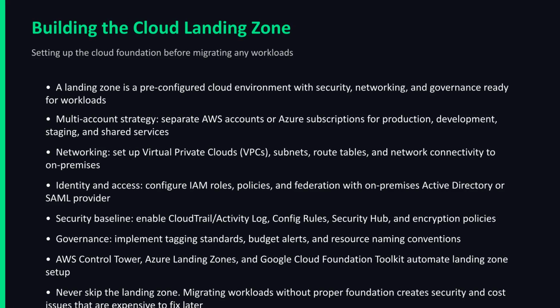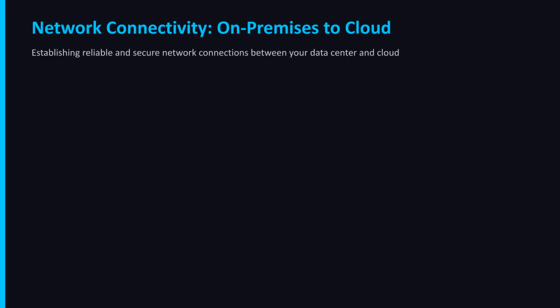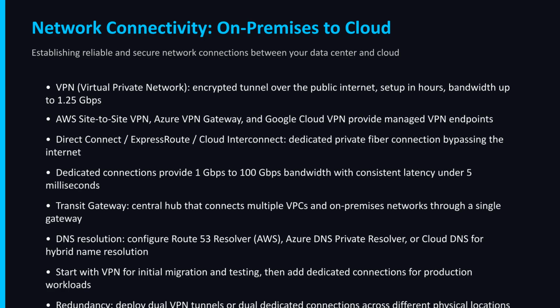Never skip the landing zone. It is your pre-configured foundation for security, networking, and governance. Whether using AWS Control Tower or Azure landing zones, setting this up correctly ensures you avoid costly security and operational issues later in your cloud journey. Network connectivity is your bridge to the cloud. Start with VPN tunnels for testing, but transition to dedicated private connections for your production workloads. This ensures consistent latency, higher bandwidth, and the reliability needed to maintain your connection between on-premises systems and the cloud.